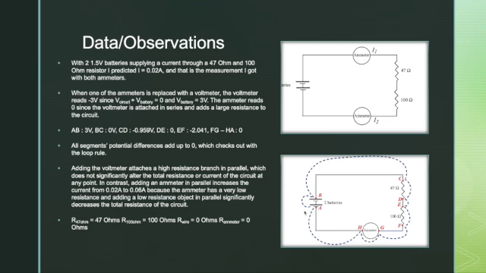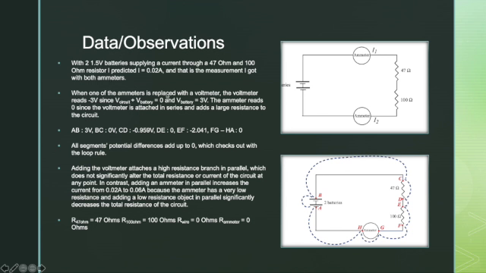For the first part of this experiment, I used a circuit that I made virtually that was modeled similarly to the picture that I've used on the right. With two 1.5 volt batteries supplying a current through a 47 ohm and a 100 ohm resistor, I predicted that the current would be 0.02 amps. And that is the measurement that I got from both of the ammeters.